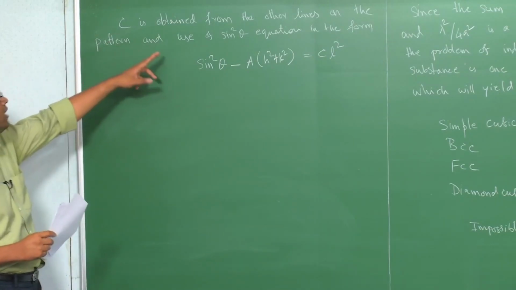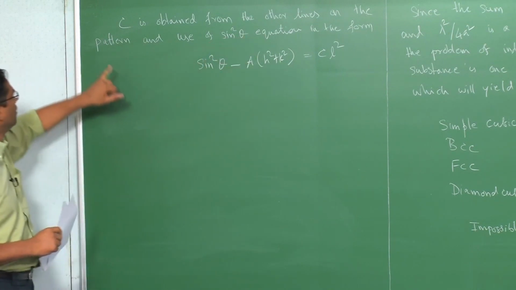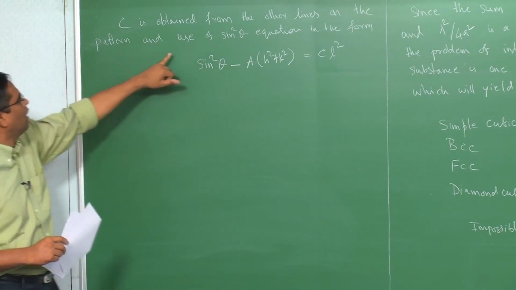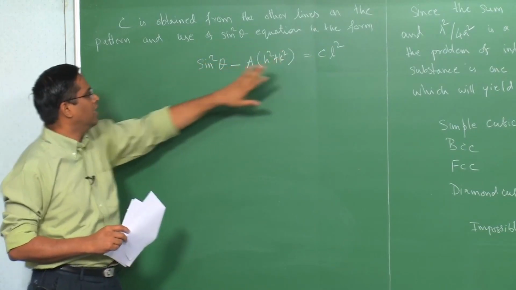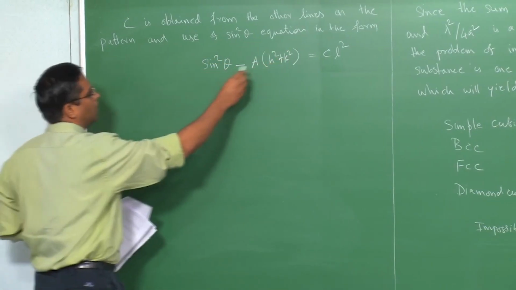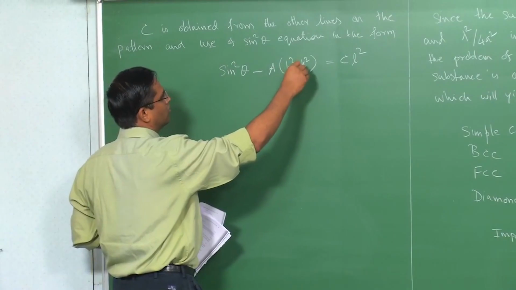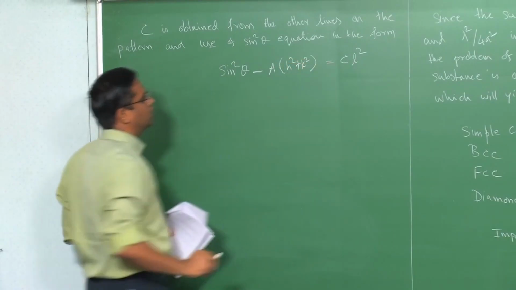So, C is obtained from the other lines on the pattern, and the use of the sin squared equation in this form: sin squared theta minus A into h square plus k square is equal to C L square.